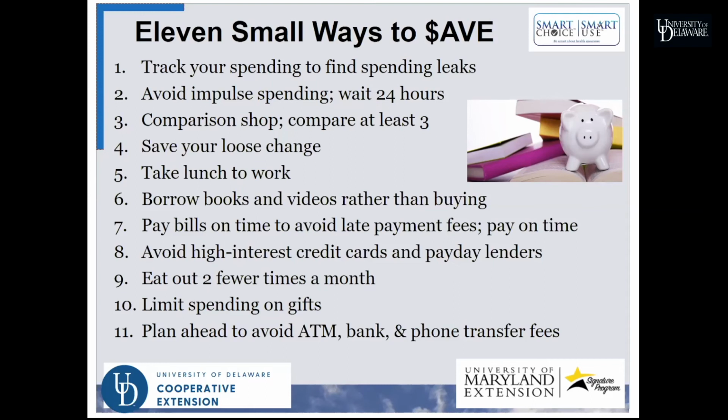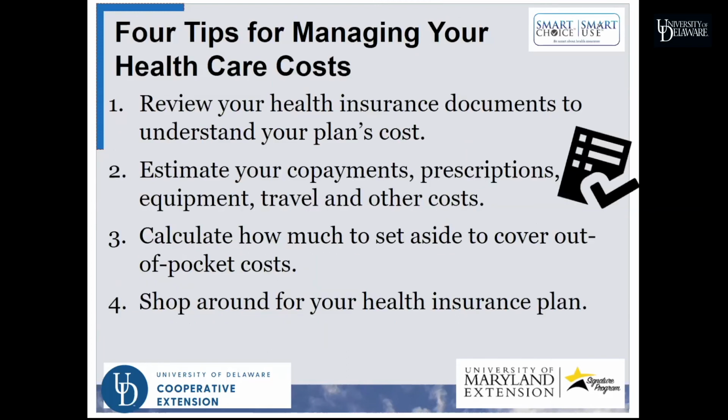Eating out fewer times a month, limiting spending on gifts, and oftentimes that takes some communication amongst family members to all agree that that's the way things are going to go down from now on. And then planning ahead to avoid ATM or bank or phone transfer fees. I find myself, when I go to the supermarket and I do my checkout, that's when I take out a little extra money for the rest of the week. So those are some simple things to do.